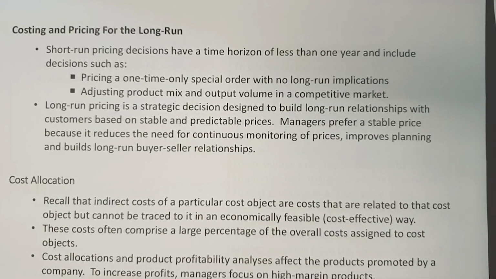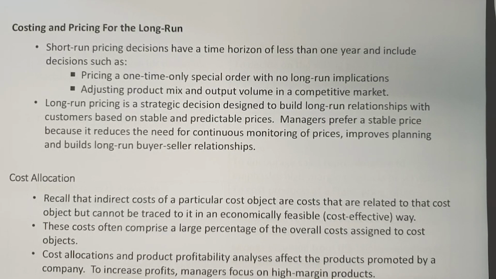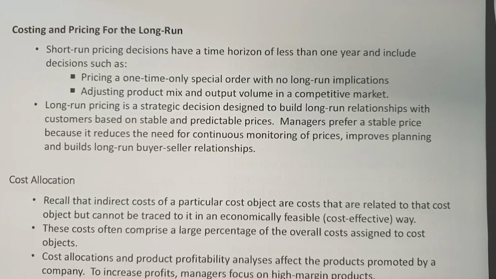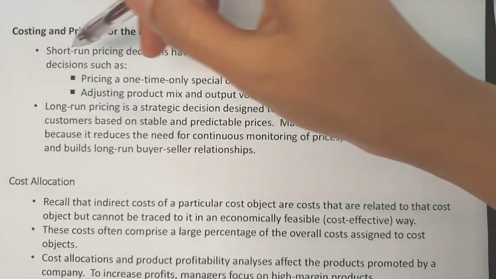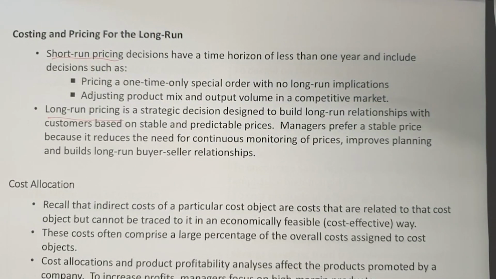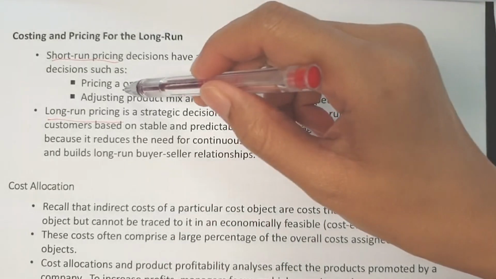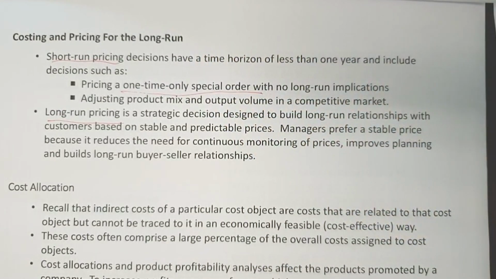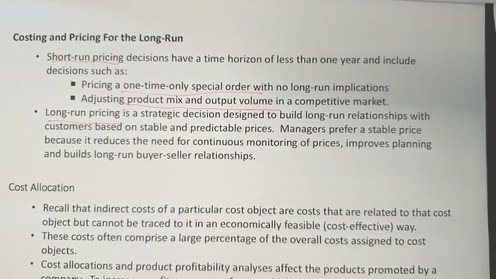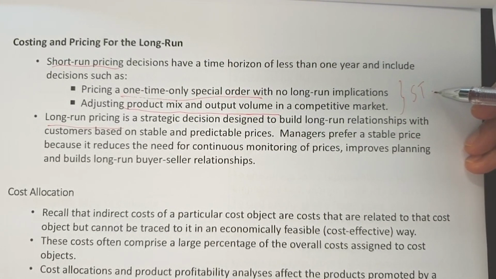Alright, costing and pricing for the long run and for the short run. So pricing decisions are also subject to specific time frames. Let's say short run is obviously less than a year, and long run is normally more than a year. And short-run pricing decisions have a horizon of less than 1 year and include decisions such as pricing a one-time-only special order. They want to adjust the product mix and output volume in a competitive market.